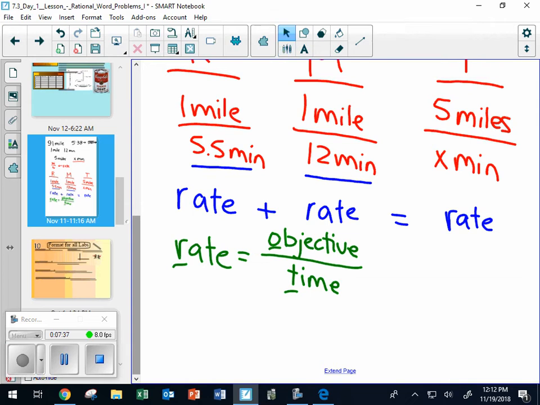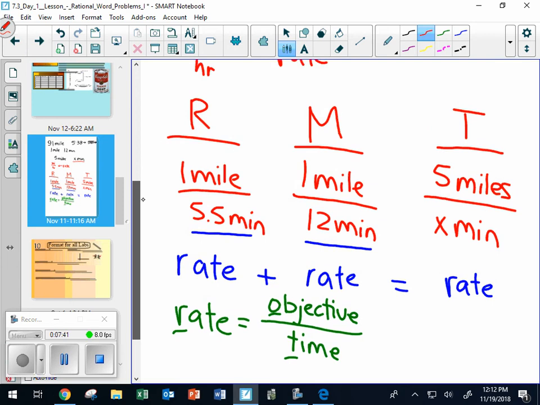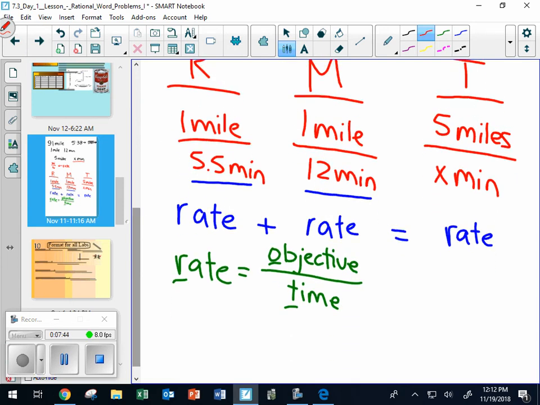So if we look back at our problem up here, we have 1 mile per 5.5 minutes plus 1 mile per 12 minutes is equal to 5 miles in some X number of minutes. And now we need to solve this. If we want to solve this, what would our first step be? Come and talk with your table partner. What would the first step that we have to do be?